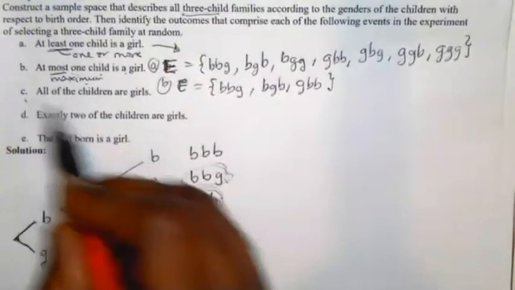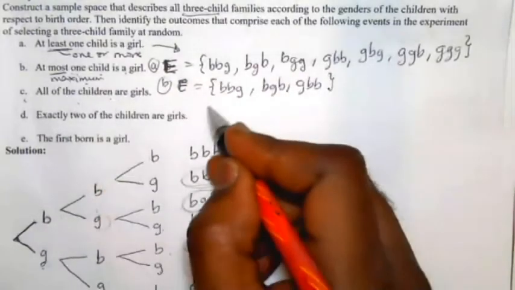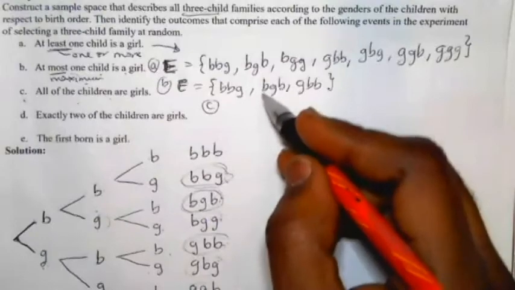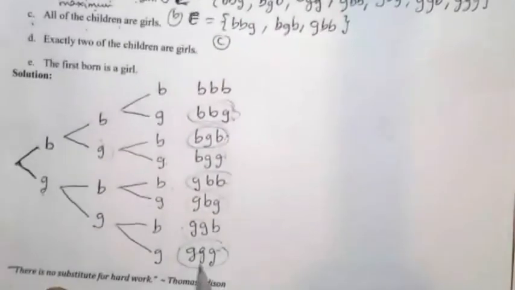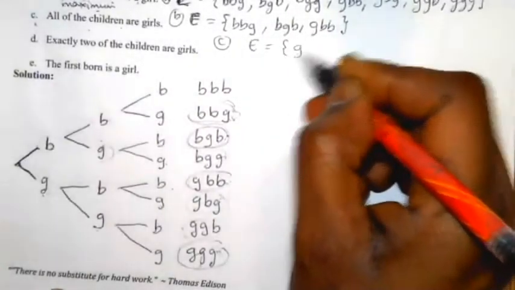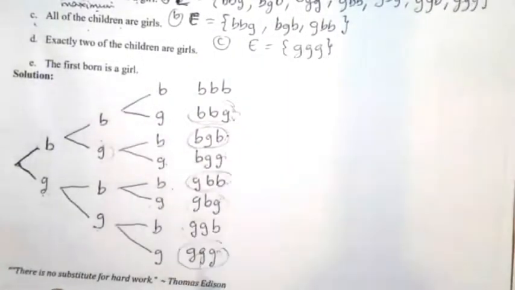And then what about C? All the children are girls. So C, all the children are girls. Which one will give us all children girls? It's right here. Okay, all children girls. So the event that you have all girls will be G, G, G. All of them are girls.